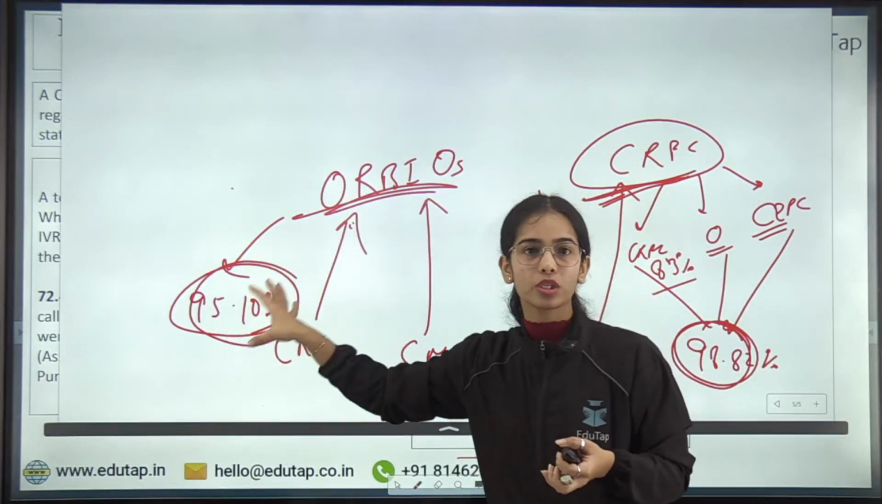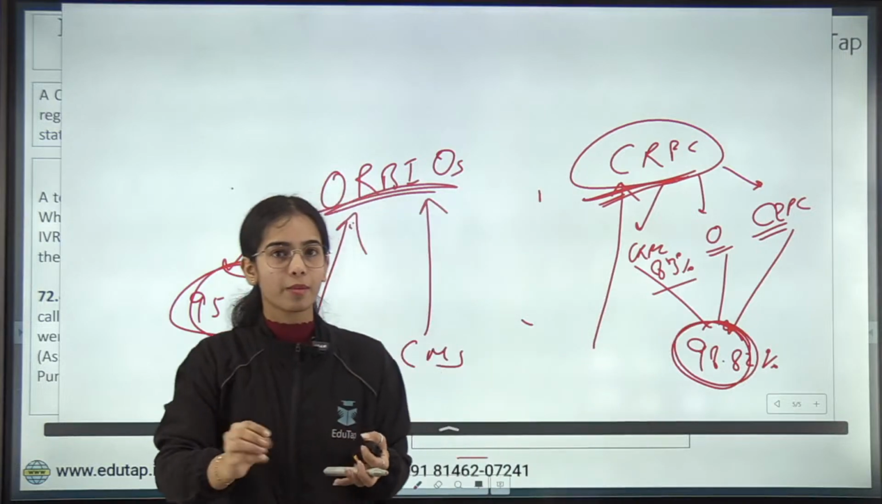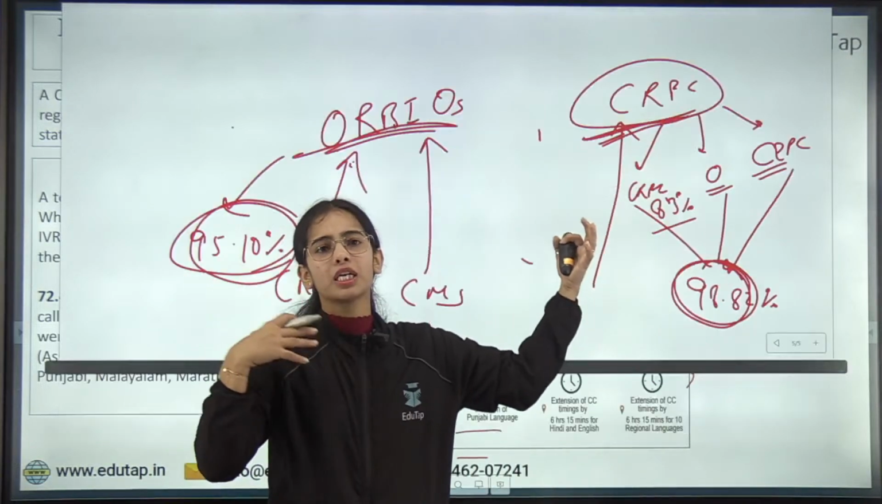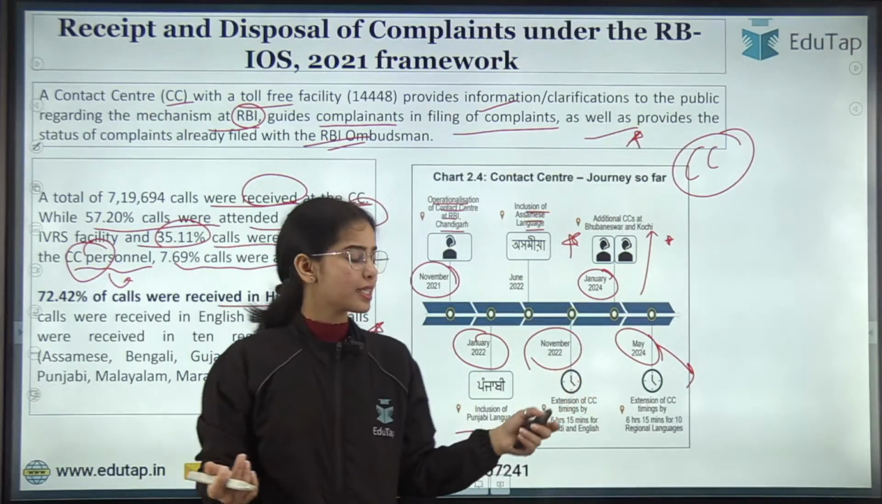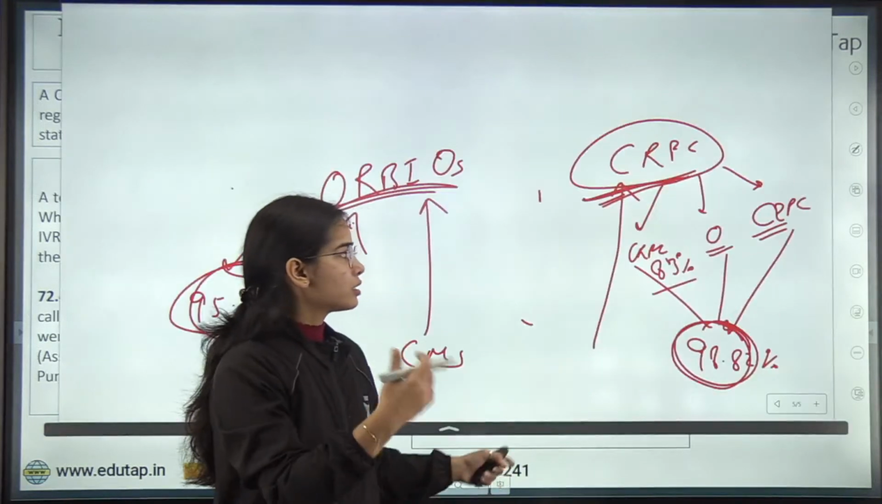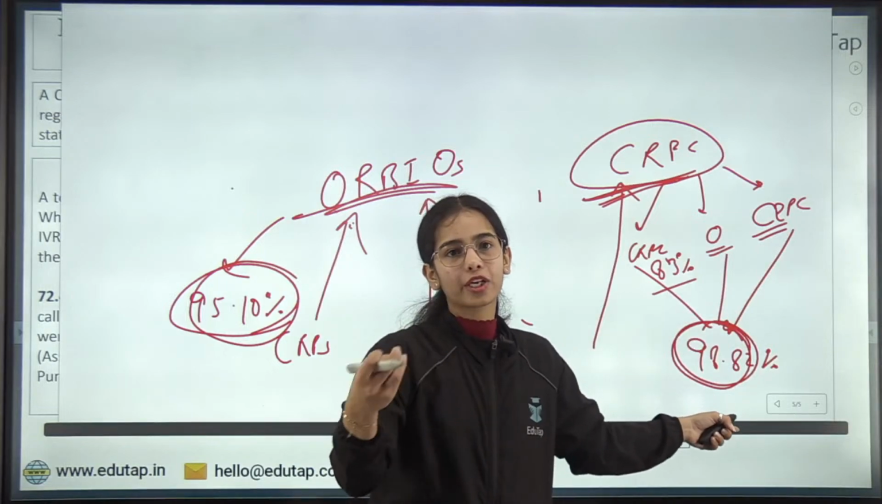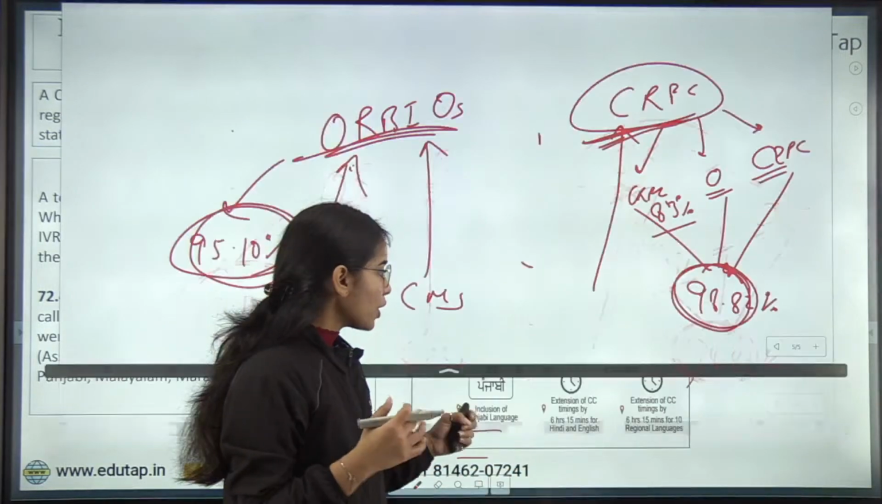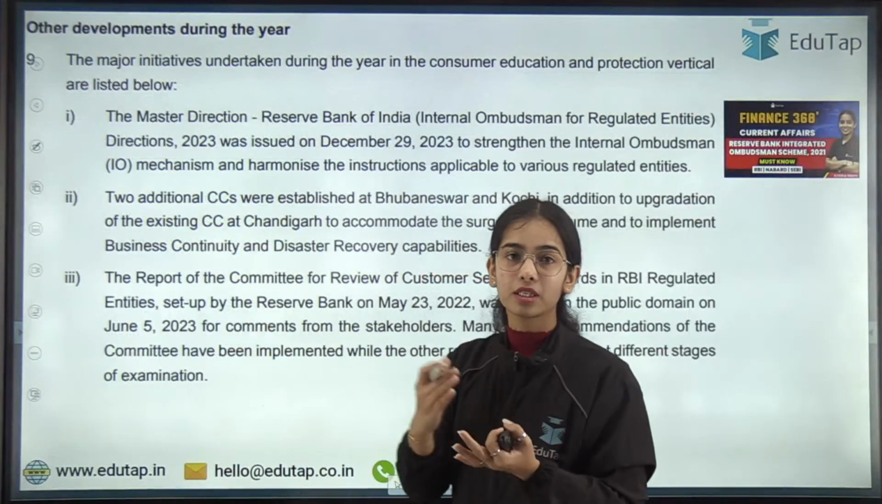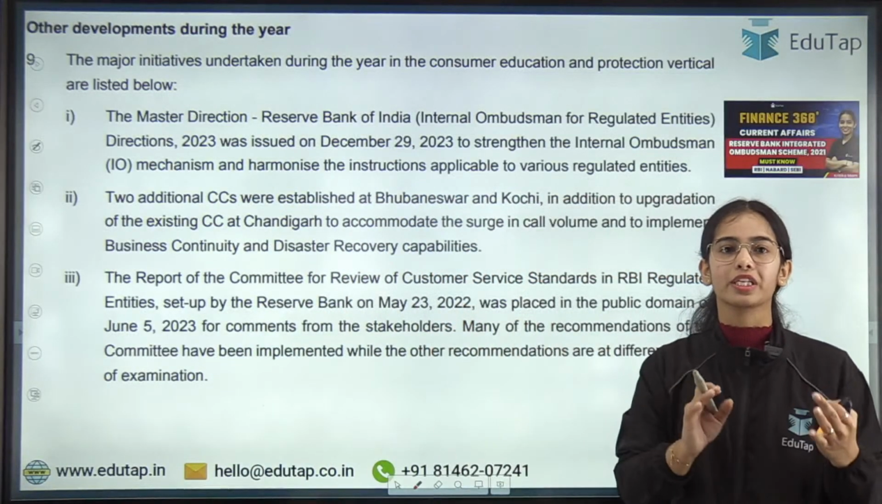They disposed of 95% of the complaints. CRPC received more than 7 lakh complaints, and together with the other entities, it resolved 98.82% of the complaints. Now coming to the other developments that happened during the financial year 2023-24.